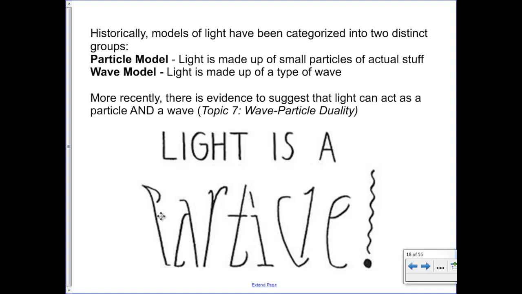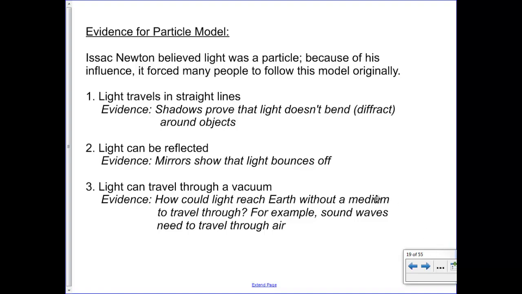I like this diagram here. Light is, hopefully you can see this, it either says particle, P-A-R-T-I-C-L-E. You guys see that? Or if you look at a different perspective, it's a W-A-V-E. There's this big theory in science that light acts as both a particle and a wave. So let me talk about that real briefly.